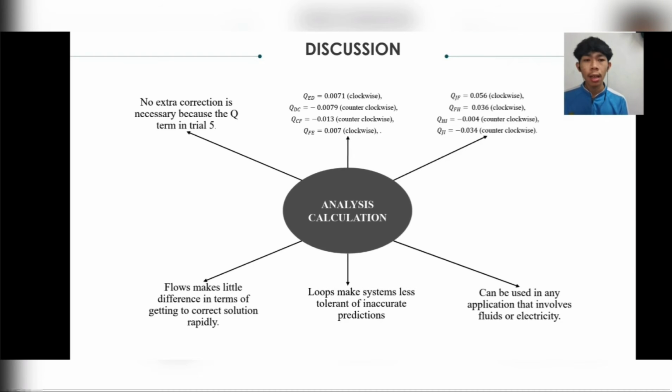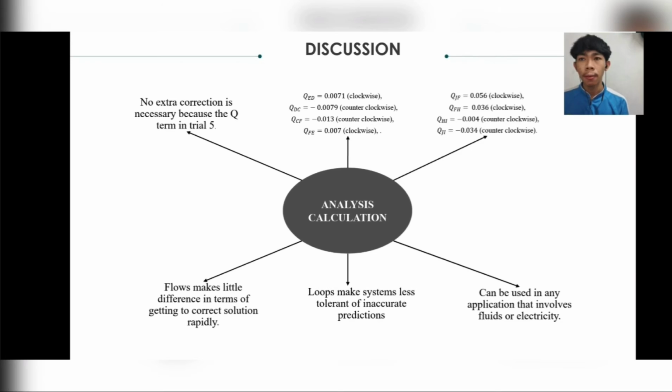As a result, no extra correction is necessary because the Q term in trial 5 final for loop 1 is so tiny. As a result, in loop 1, the previously computed value of QED equals 0.0071 clockwise, QDC equals negative 0.0079 counterclockwise, QCF equals negative 0.013 counterclockwise, and QFE equals 0.007 clockwise.